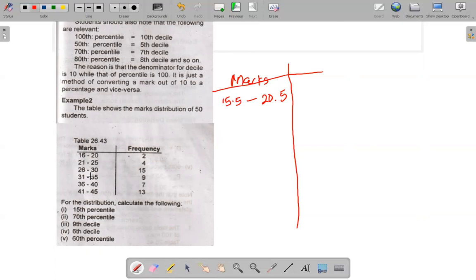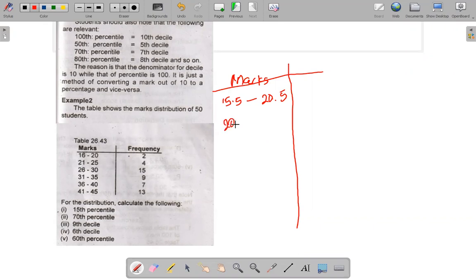To form a class boundary from a class interval, just reduce the first item by 0.5, then add that 0.5 to the last one. That is the easiest way to get it. So like this now, instead of having 21, I'll have 20.5. And here becomes 25.5. Here will become 30.5. So this one is decreasing by 0.5, while this one increases by 0.5.